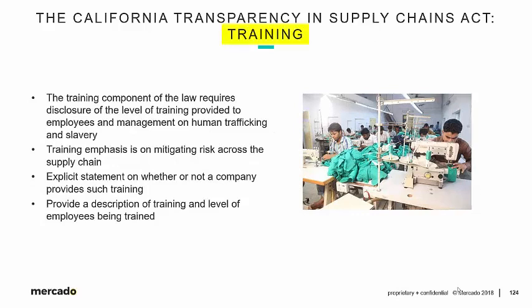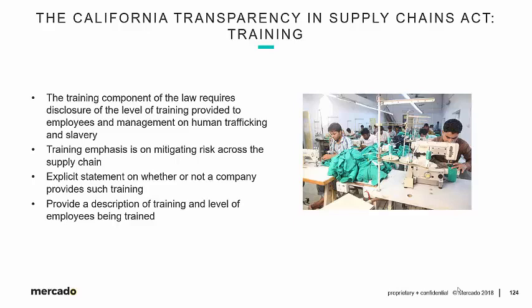Training, as we see in the title of this slide, is the fifth of the 5 categories included in the California Transparency in Supply Chains Act. In our first bullet, we see that the training component of the law requires disclosure of the level of training provided to both employees and management on human trafficking and slavery. Consistent with our theme around disclosure, training requires that a company state the level of training and education provided to both employees and management. This is important because employees, like in any social setting where there are lots of people around, take their behavioral cues from management. That's why management must be trained as well.